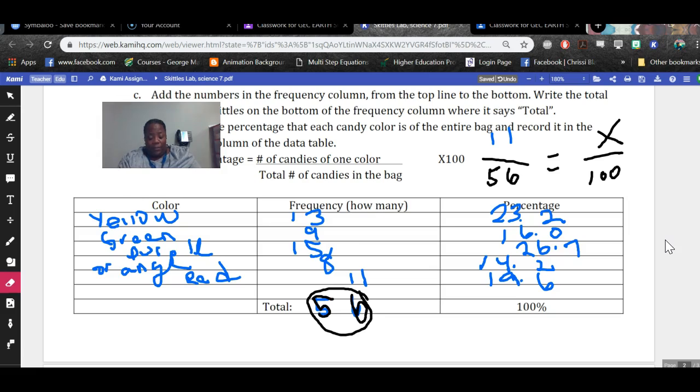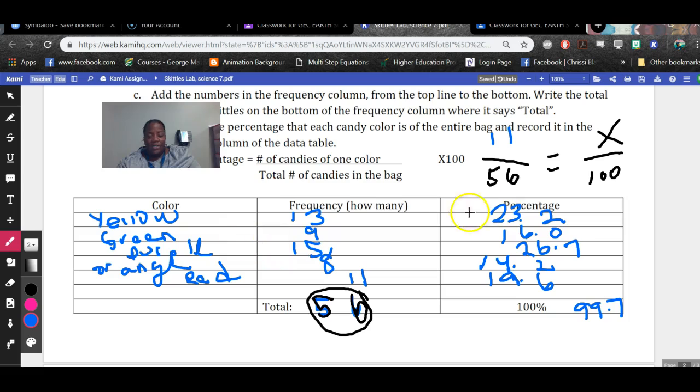So I have 23.2 plus 16.0 plus 26.7 plus 14.2 plus 19.6. Wow, when I added all that up, I got 99.7. Isn't that close to 100%? Yes, it is. So this is very acceptable.